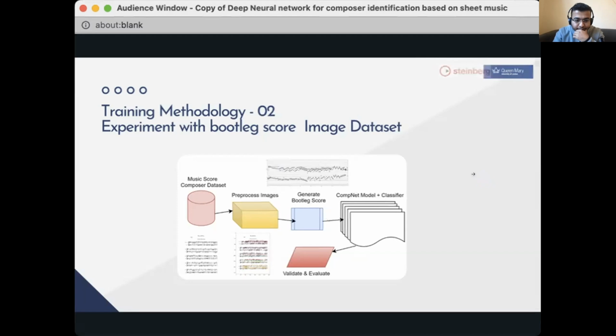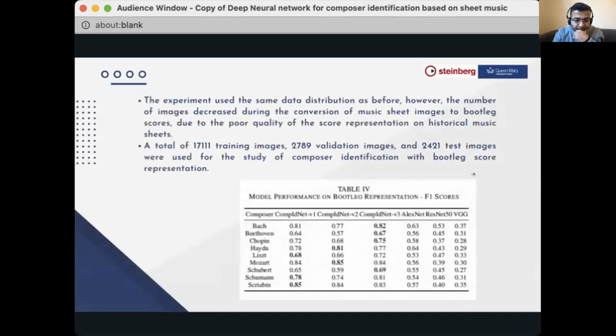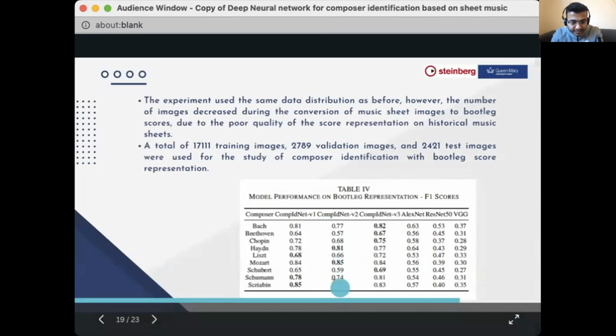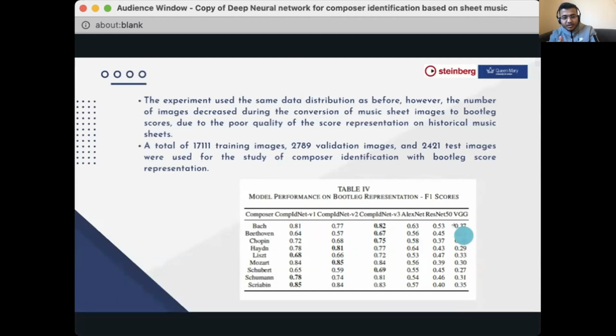If you see in this particular diagram, again version 1 and version 3 of our composer identification network were giving good results. But version 2 was giving lower results compared to V3 and V1, and AlexNet, ResNet, and VGG could not give the best result at all. AlexNet was better. It was giving around 65 to 70 sometimes, but ResNet and VGG were not giving good results with the same data distribution.